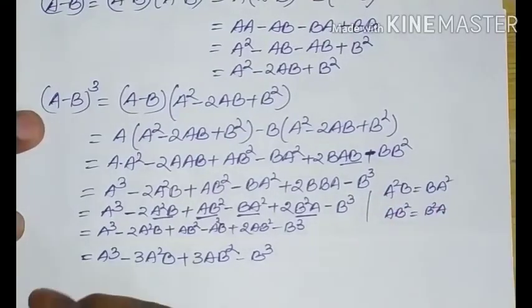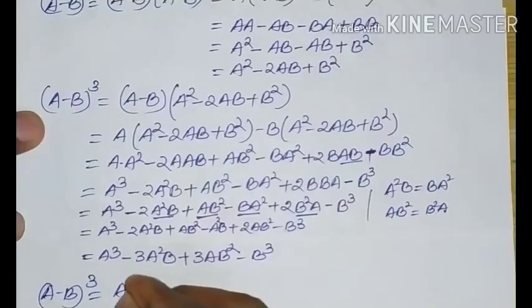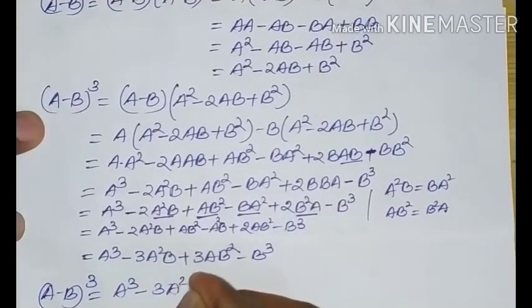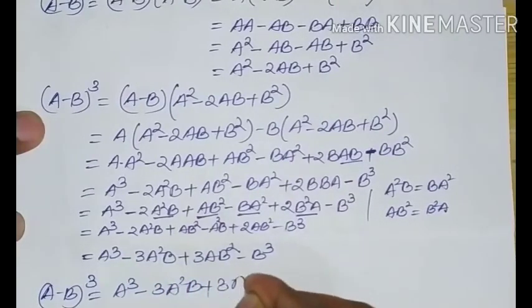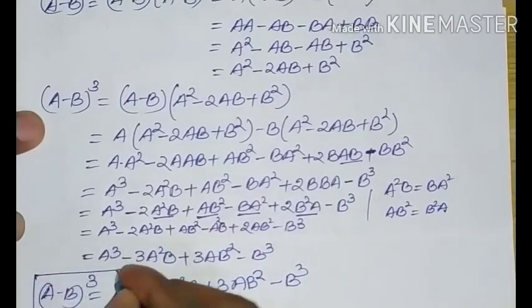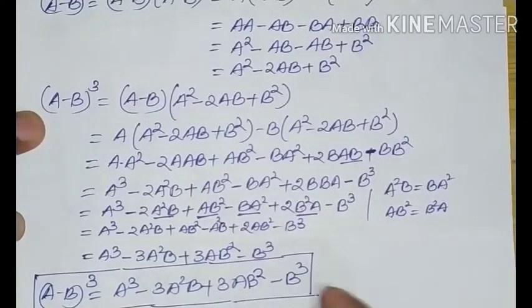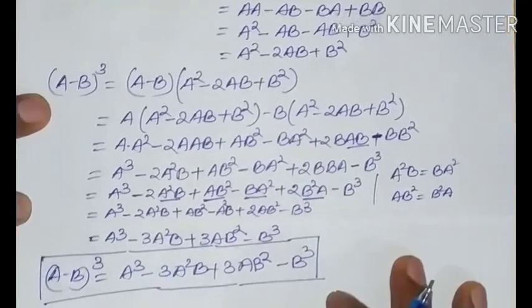Then (A minus B) whole cube is equal to A cube minus 3A square B plus 3AB square minus B cube. Okay, this is our solution, hence proved. (A minus B) whole cube equals A cube minus 3A square B plus 3AB square minus B cube. Okay guys.